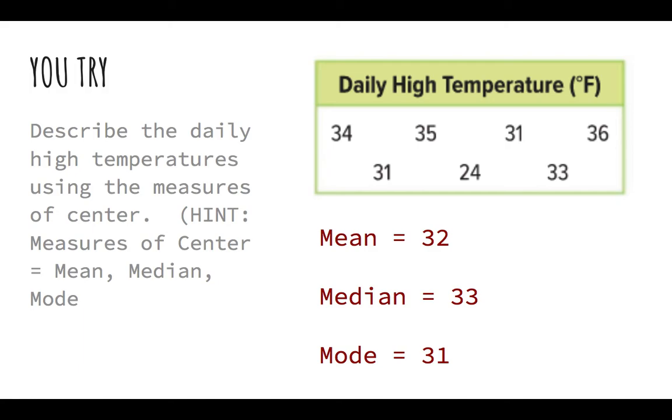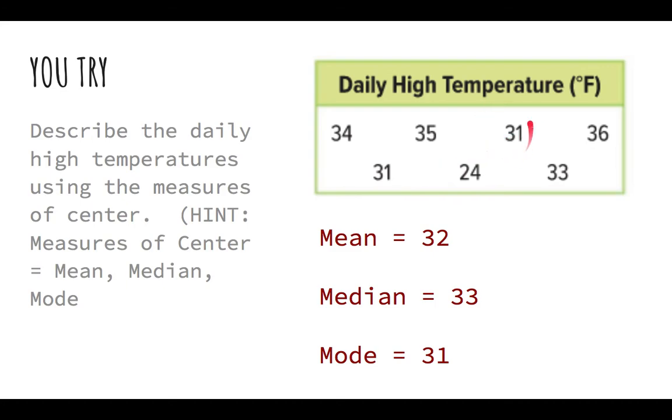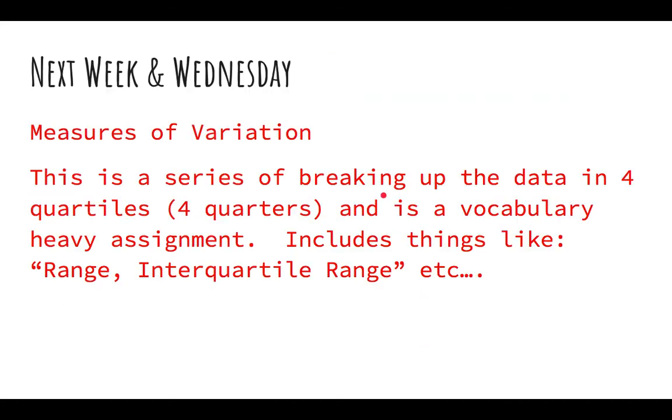When you add these up and divide by 7, you should get 32 for the mean. When you put them in order, you'll notice that 33 is right in the middle. And you can probably tell just by looking at it that the mode, the only one that shows up more than once, is 31. So 31 is the mode.